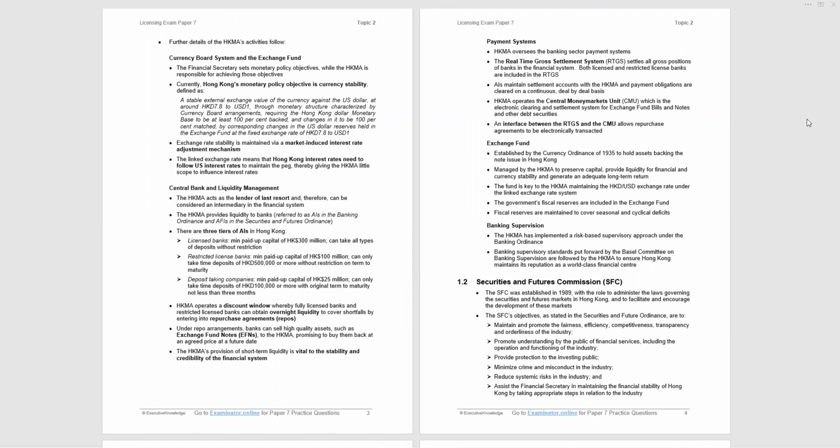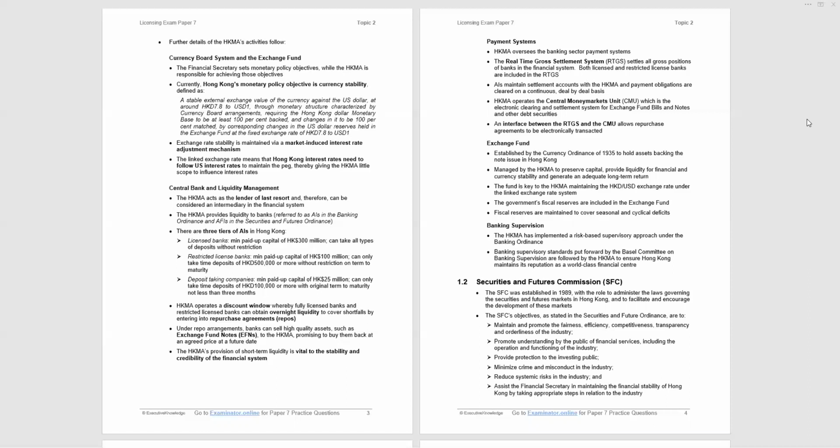Now, further details of HKMA's activities, and these can be examined. Now, the currency board system and the exchange fund, that is what I just described. Third bullet point there, exchange rate stability maintained via market-induced interest rate adjustment mechanism, and the linked exchange rate means the Hong Kong interest rates need to follow US interest rates, and that is just what I said. Now, central bank and liquidity management, this is the short-term liquidity in the Hong Kong markets. And this is done through the discount window that the HKMA operates. And we'll come to that in a moment.